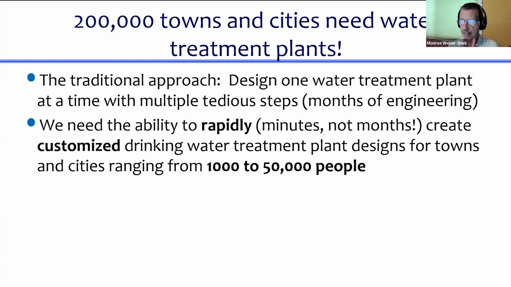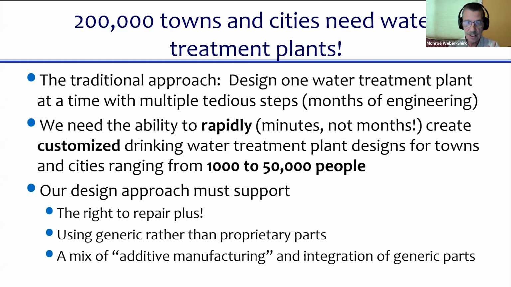The ability to do it fast, the ability to customize to a high level of customization, and to be able to have designs that work over a wide range of sizes, 1,000 to 50,000 people. In addition, our design approach has to support the right to repair so that communities can repair and maintain their systems. As part of that, we want to use generic rather than proprietary parts. And there's this interesting mix of additive manufacturing that we use, and then the integration of those generic parts. And somehow our design algorithm has to account for all of that.